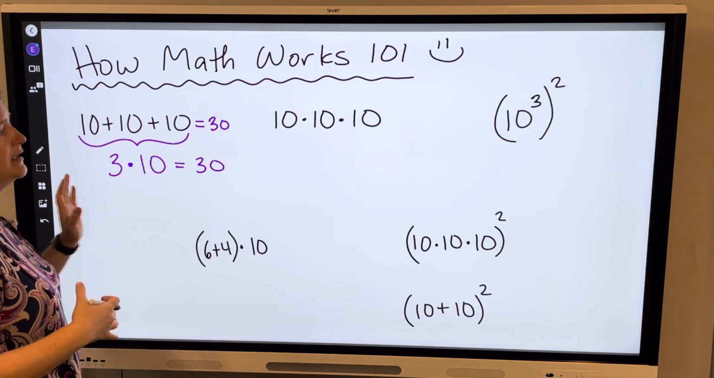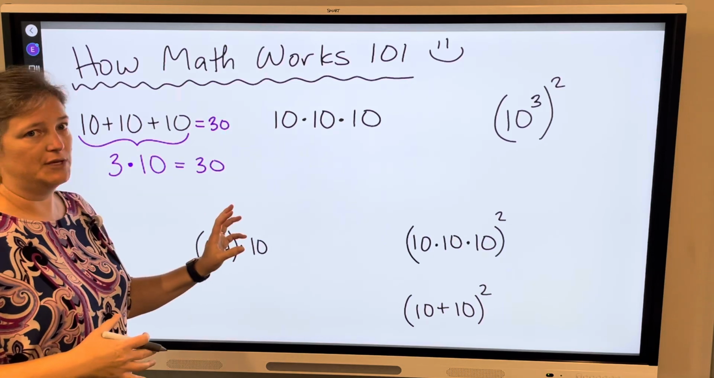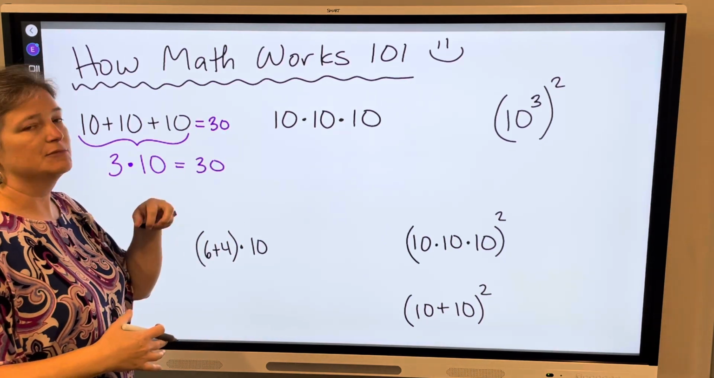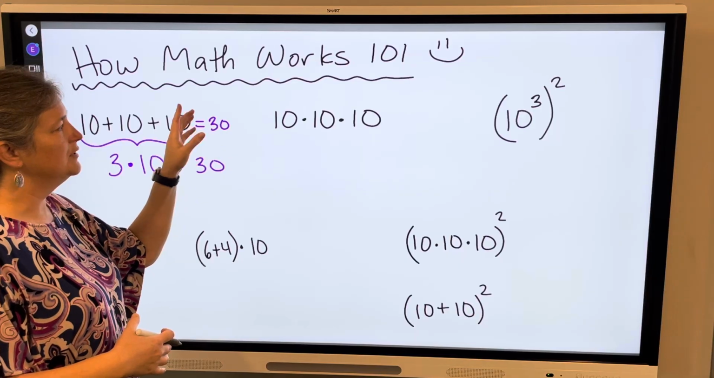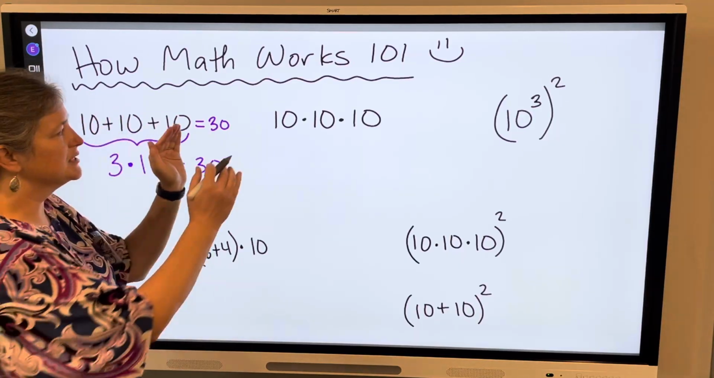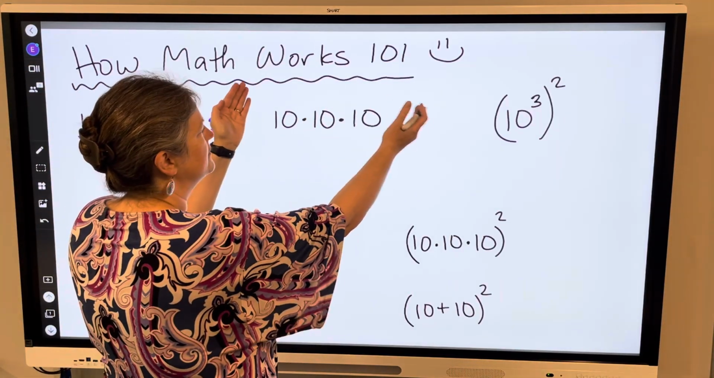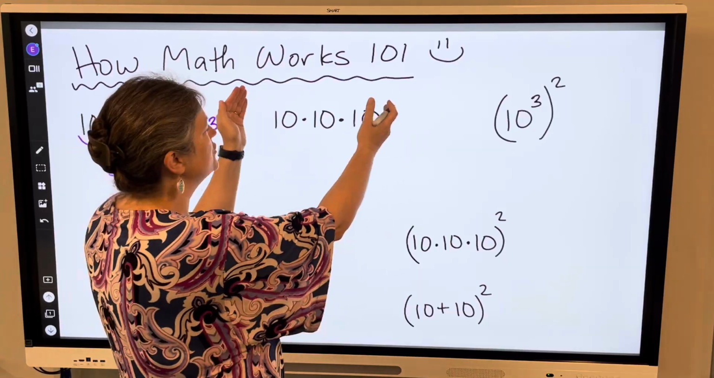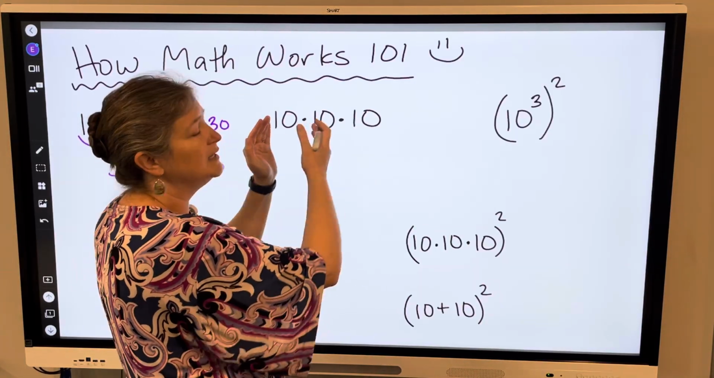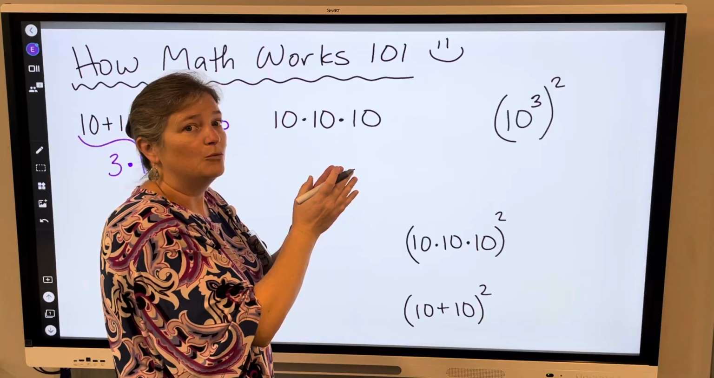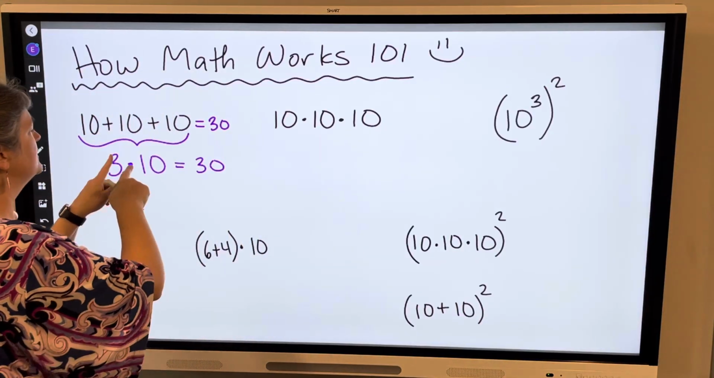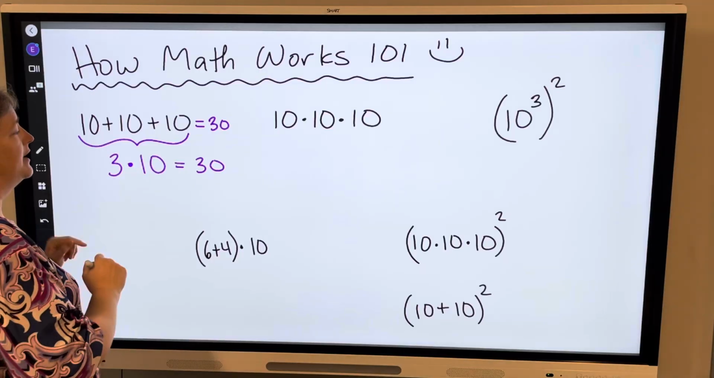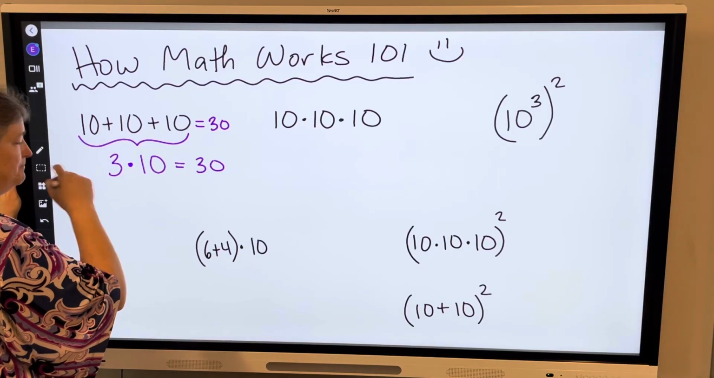So when I am rewriting or simplifying, or sometimes it's called evaluating, I am trying to make the same expression that's not on a scale. There is no equal sign here. There's no solving I can do. There's only changing the way it looks without changing its value. So I changed 10 plus 10 plus 10 to be 3 times 10, and now that's 30, right?